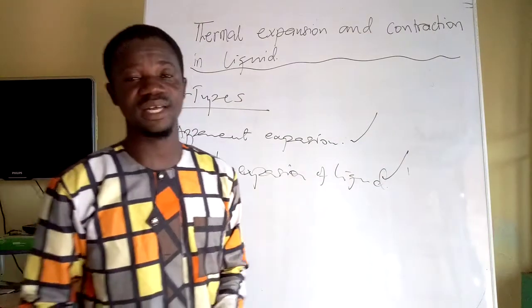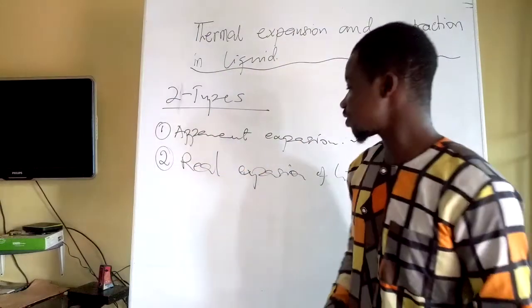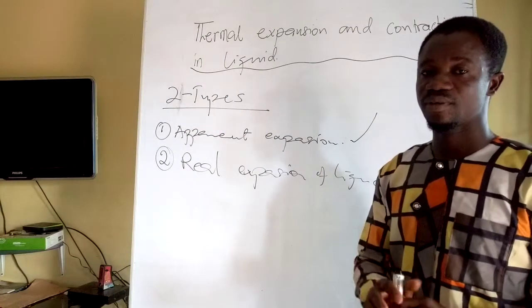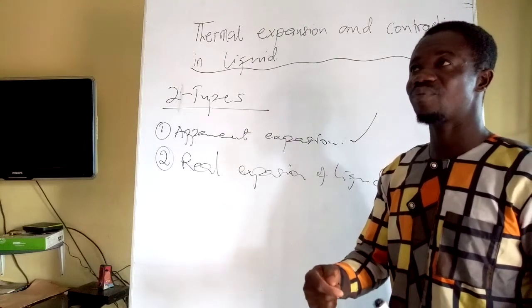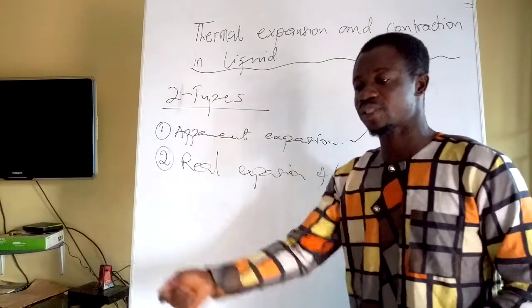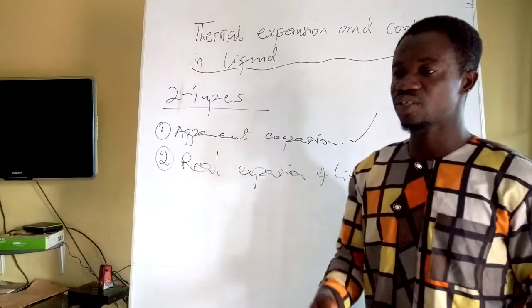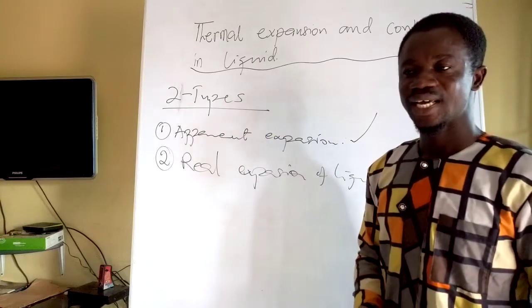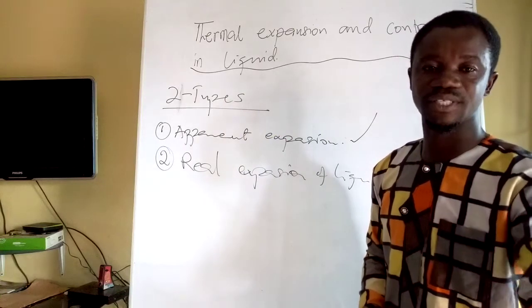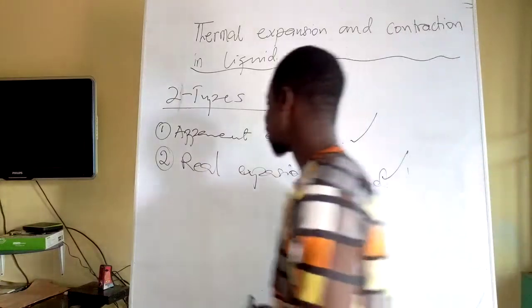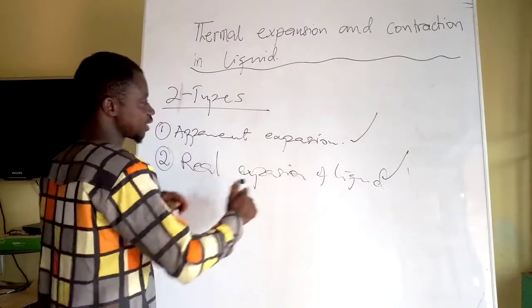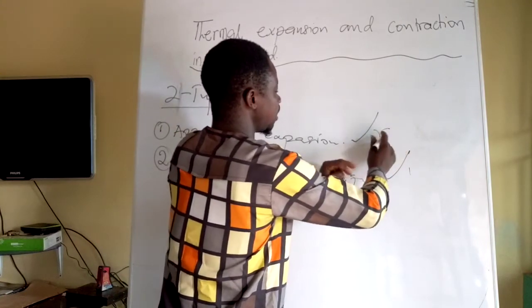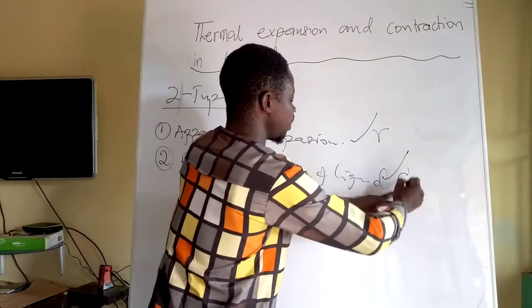Just like we looked at under properties of thermal expansion and contraction in solids, I told you that solids have a special property that distinguishes its expansivity from another material. And that property, we call it the linear expansivity. Under liquids, we call it the real expansivity of the liquid. So let the real expansivity of a liquid be gamma R.